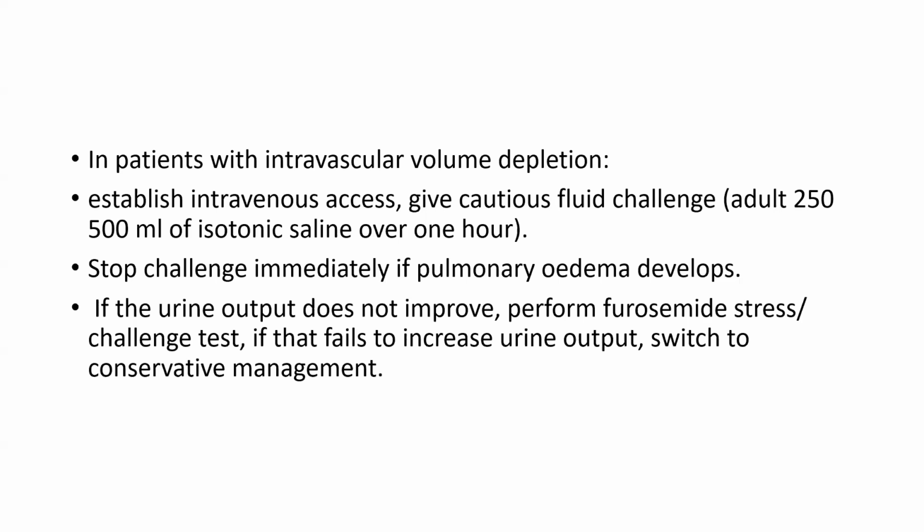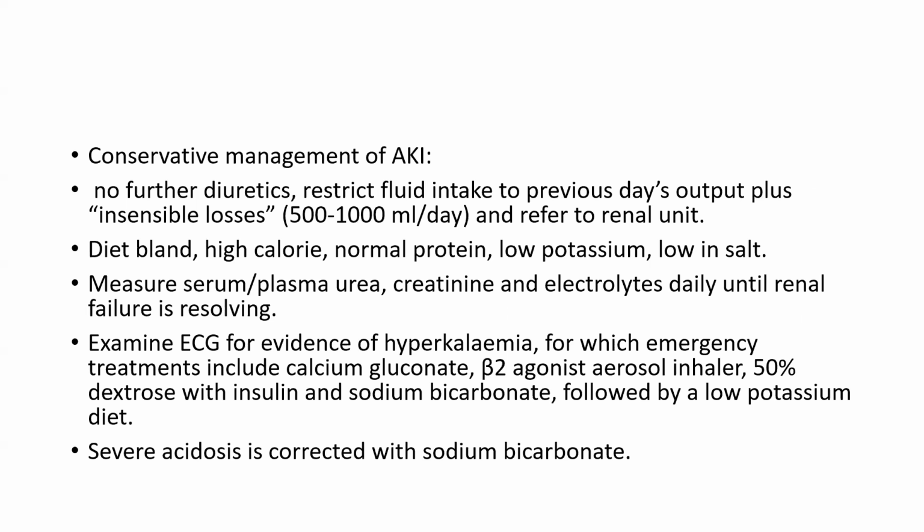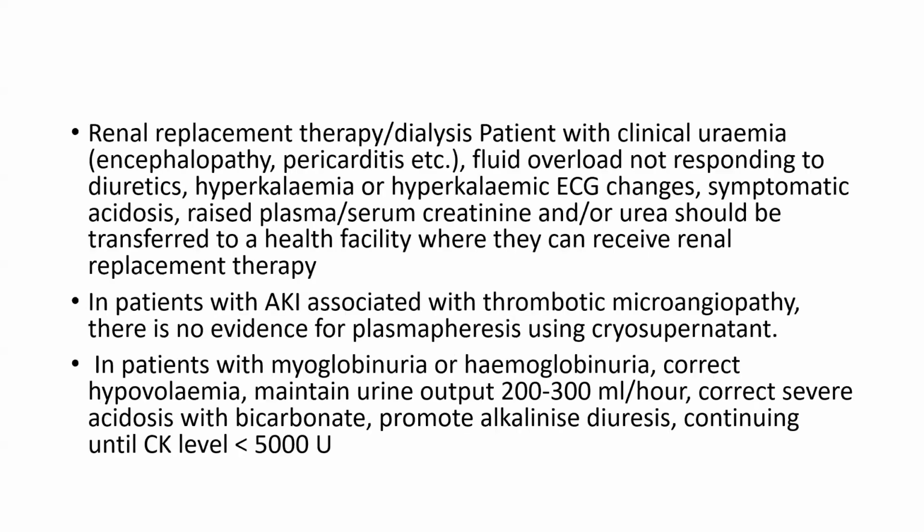If urine output does not improve, perform a furosemide challenge test. If that fails to increase urine output, switch to conservative management. Conservative management for AKI includes no further diuretic, restrict the fluid intake to previous day's output plus insensible loss, refer to the renal unit. Then a normal protein diet, low potassium and low salt diet. Measure serum urea, creatinine, and electrolytes daily. Examine ECG for evidence of hyperkalemia. If there is severe acidosis, correct with sodium bicarbonate.